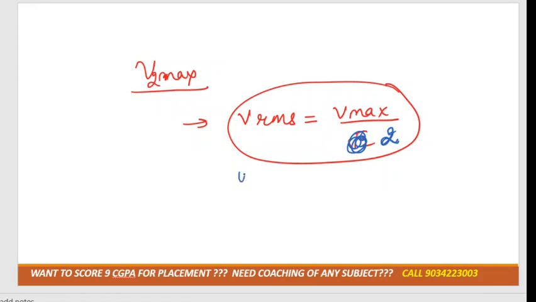Now we know the value of v2 rms, then we'll get the value of v2 max, right? Got it?